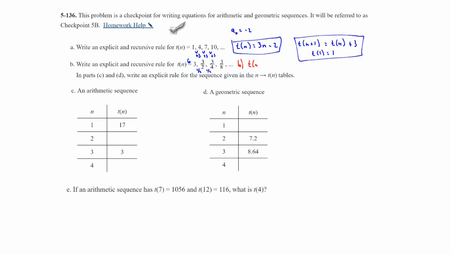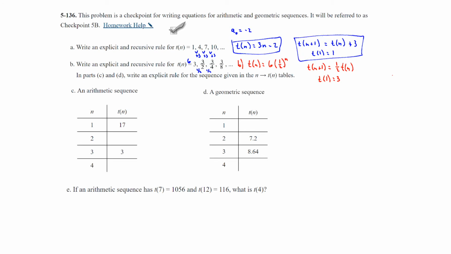So for this one, the explicit. Now this is repeated multiplication, so we still have our initial, which would be 6, and that is getting multiplied by 1/2 over and over and over again. So it's 6 times 1/2 raised to the n. The recursive would be t of n plus 1. That's the next term. So you take your previous term, t of n, and you multiply by 1/2. So 1/2 times t of n. Once again, we need to include that t of 1 is equal to 3, so you have that starting value.